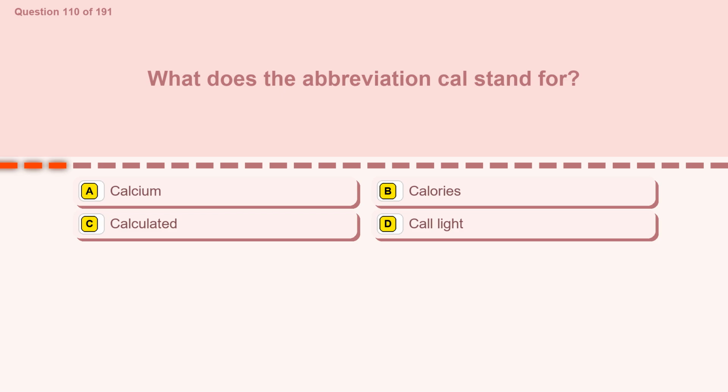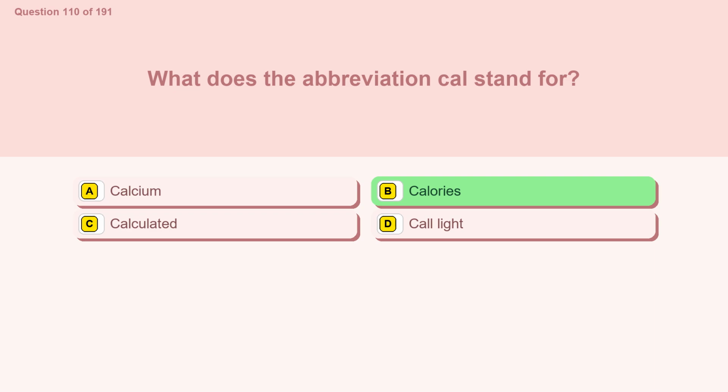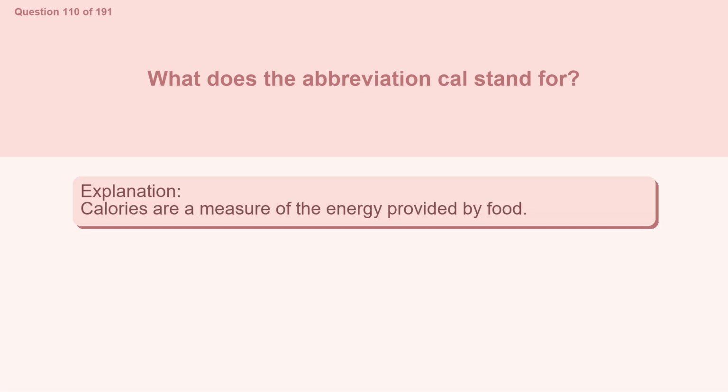Question 110. What does the abbreviation CAL stand for? Option A, calcium. Option B, calories. Option C, calculated. Option D, call light. The correct answer is option B, calories. Calories are a measure of the energy provided by food.